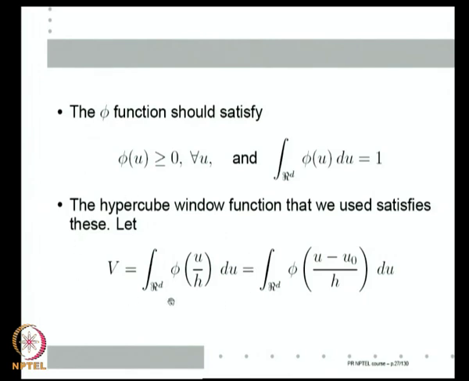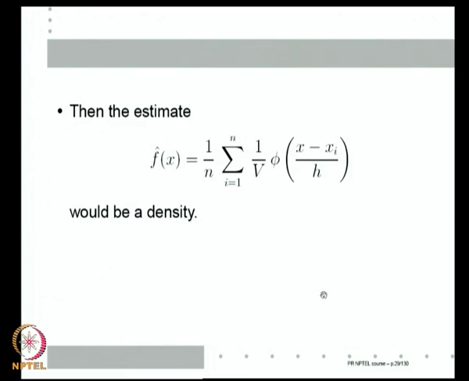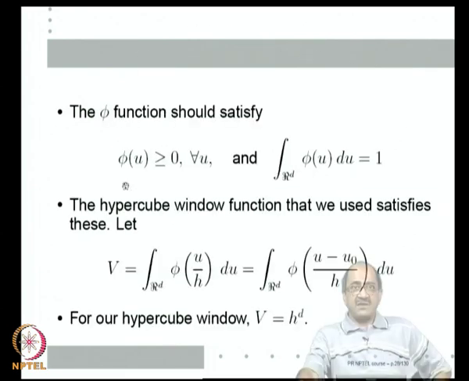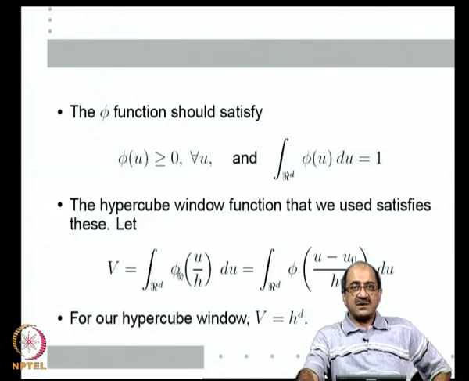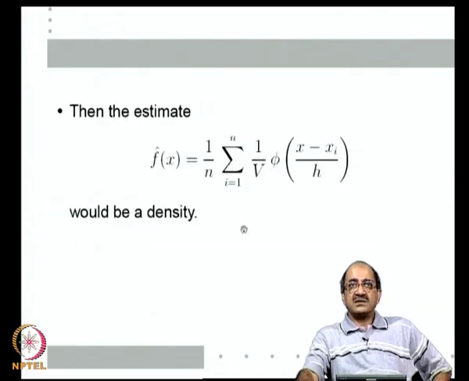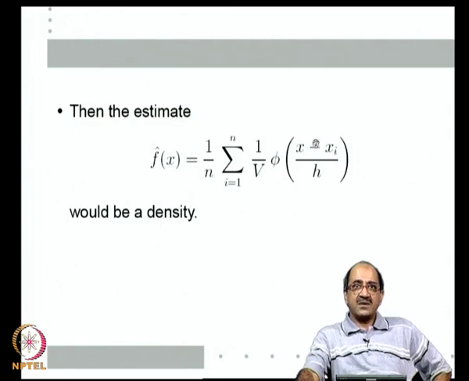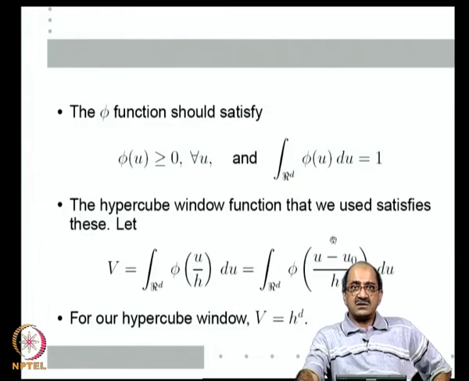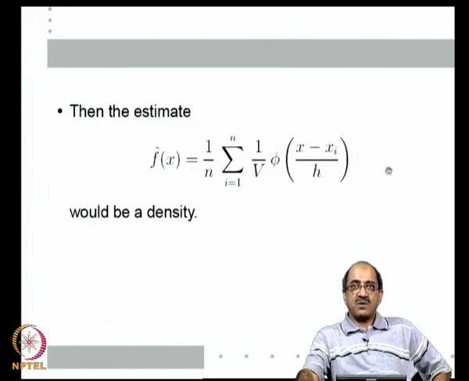For our particular hypercube window function, V has turned out to be h^d. That is why we got that particular form for the Parzen window estimate. But in general, as long as I define V by this quantity, then this will be a density. Why is this a density? Because by this definition of V and the properties of phi, this (1/V) phi((x − xi)/h) will integrate to 1 over x, and I am summing n of them. So, it will become n, and dividing by n it becomes 1.